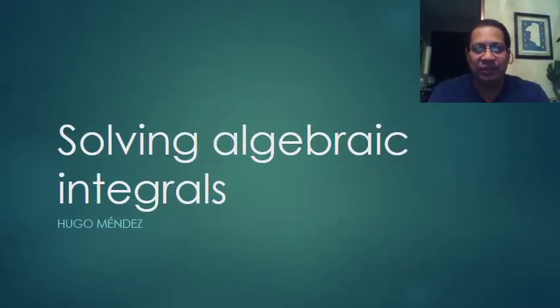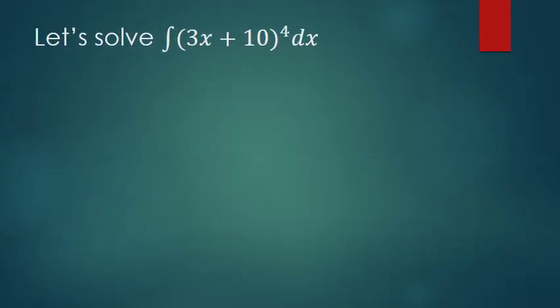This time, let's practice finding the antiderivative of several algebraic expressions. Let's call these algebraic integrals. Let's move on with the first example. So let's find the antiderivative of the binomial (3x + 10)^4.